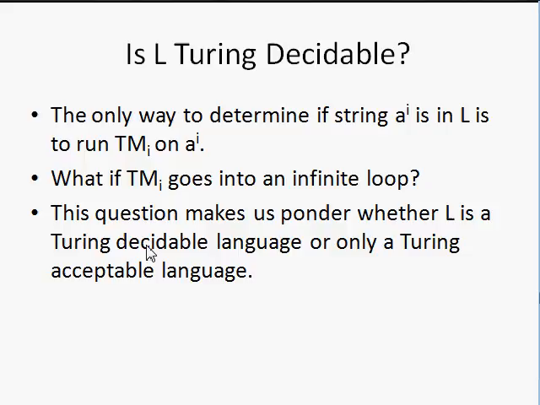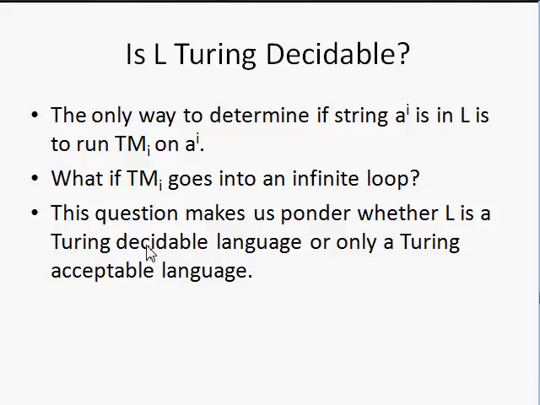So there's kind of a flaw here, a subtle flaw. And we begin to wonder, maybe this language L is Turing acceptable. I mean, if the machine accepts the string, then clearly you've got your answer and you know that that string is in your language. But what if the machine just keeps running and running? Maybe it's just taking a really long time, but maybe not. Maybe it's in an infinite loop. You'll never know. That's kind of a problem.